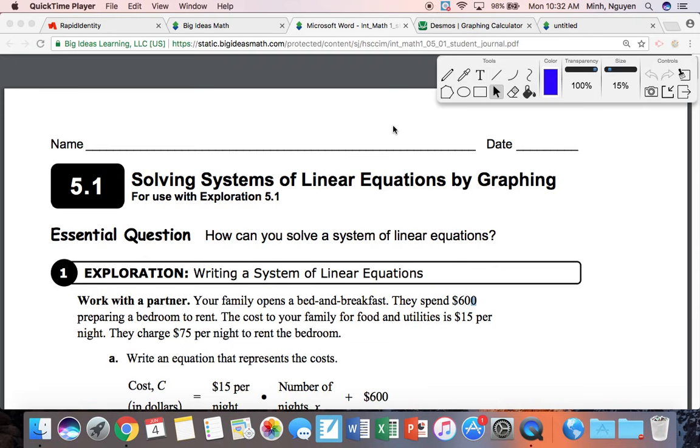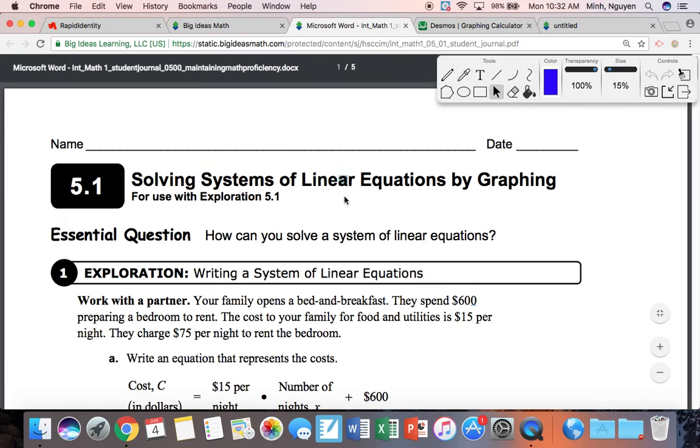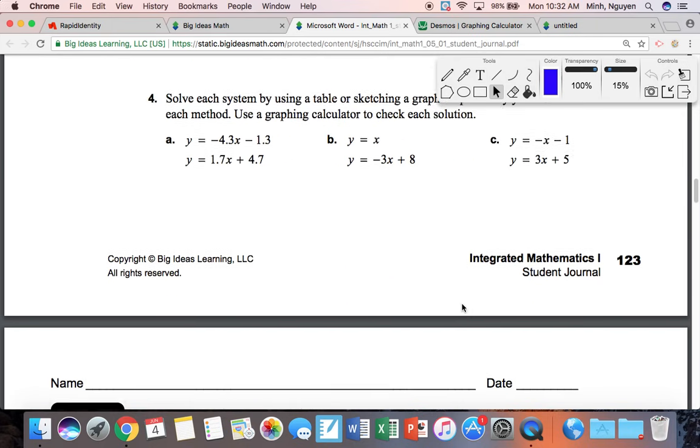Page 122 of your student journal, starting chapter 5. Chapter 5 is solving systems of linear equations. So this whole year so far, or throughout this whole course, we've been figuring out lines, and systems are just multiple lines. So as long as you know how to figure out lines, now we're just going to be looking at multiple lines in one problem or one graph.